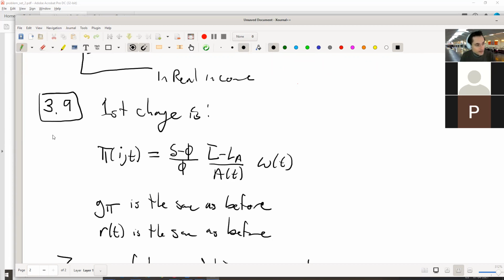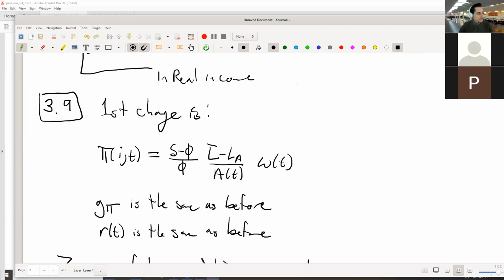So again, this model is really about, my picture disappeared. Oh, I don't know what happened. Anyway, I'll get rid of this thing.